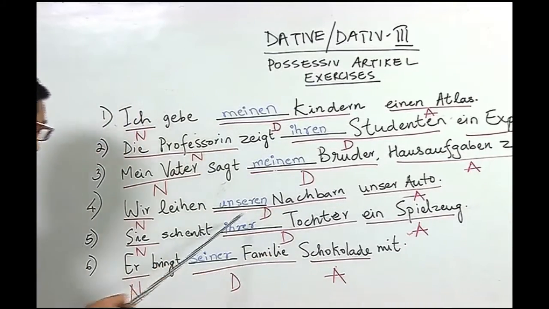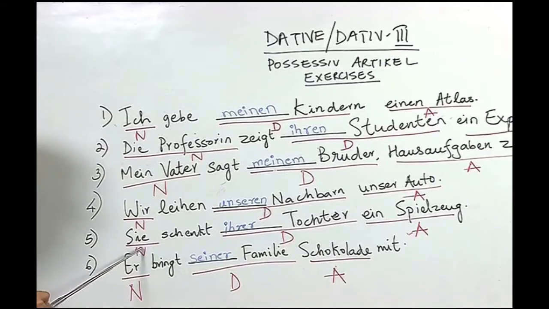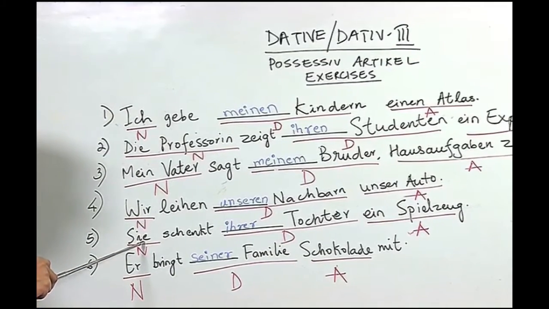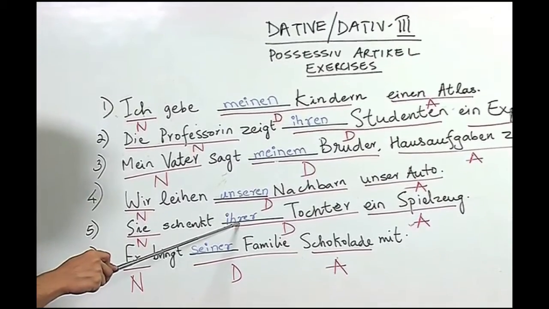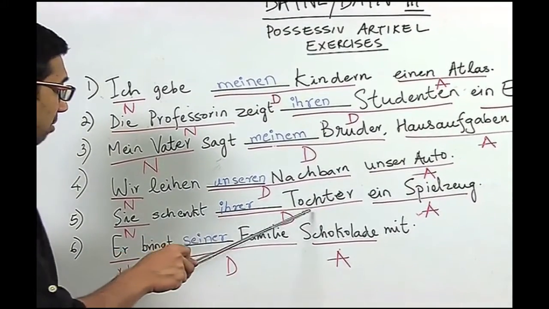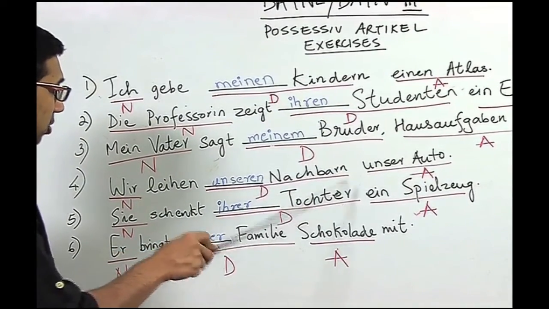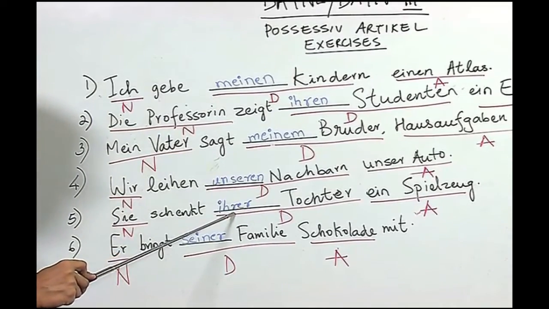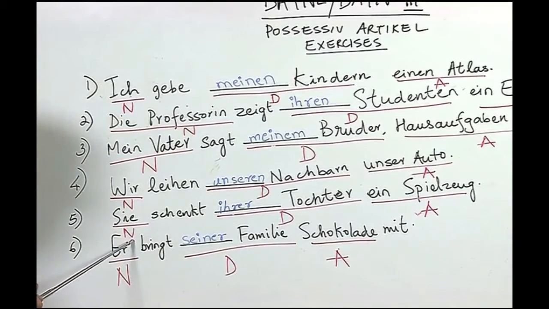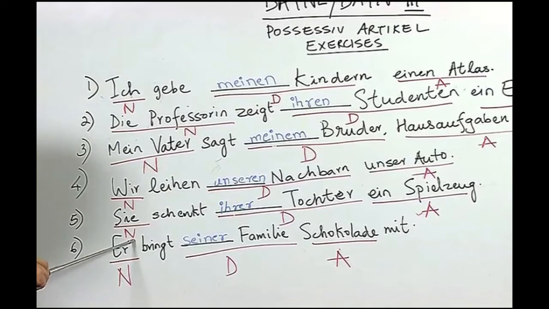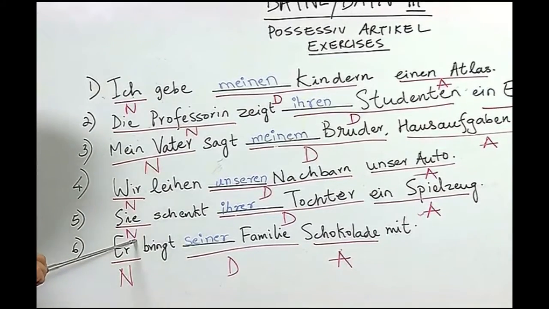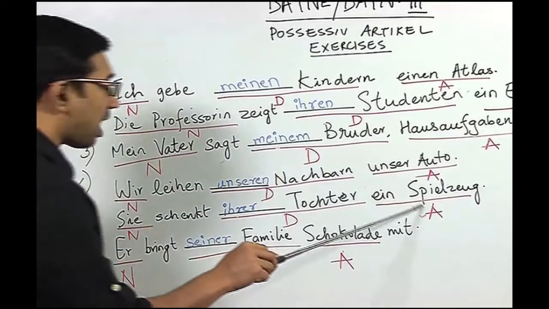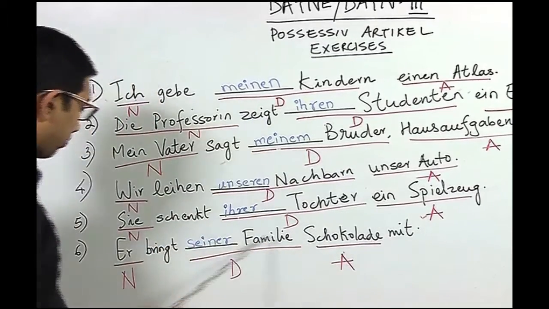In sentence number 5 also, the student correctly identified that from the third person singular pronoun sie, the possessive article needs to be made based on the noun here, which is Tochter, die Tochter. In dative it becomes der Tochter and the possessive article becomes ihrer. And the student also wrote the correct parts of the sentence here, which is Nominativ for sie, Dativ ihrer Tochter and ein Spielzeug, which is Akkusativ.